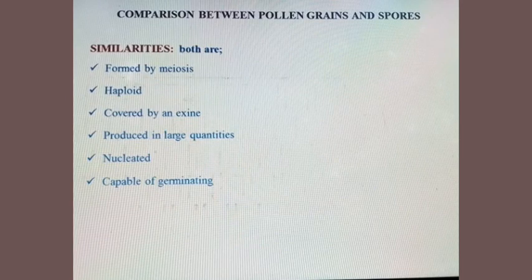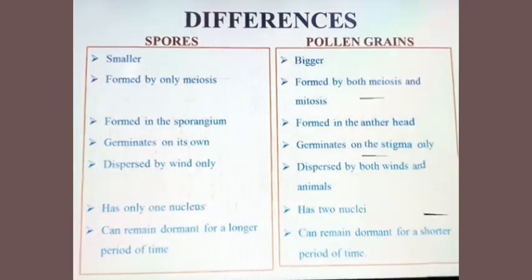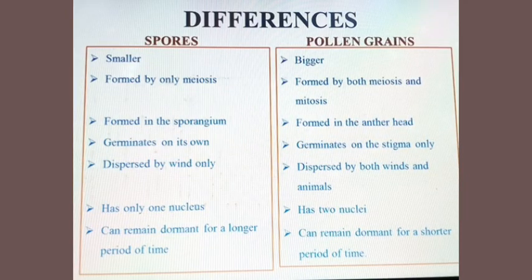Among the similarities, both are formed by meiosis, both are haploid, both are covered by an outer layer called the exine, both are produced in large quantities, both are nucleated and are capable of germinating as long as they find an appropriate stratum. Among the differences, spores are smaller, however pollen grains are bigger. That's why pollen grains, we tend to call them macro spores.